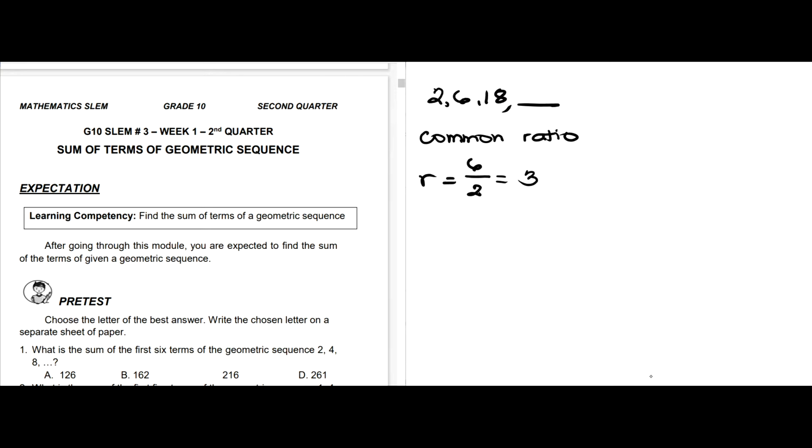Now, let us check if that's correct. 2 times 3, the answer is 6. 6 times 3, that is 18. To get the next term, you have to multiply 18 by 3. So, we get 54.